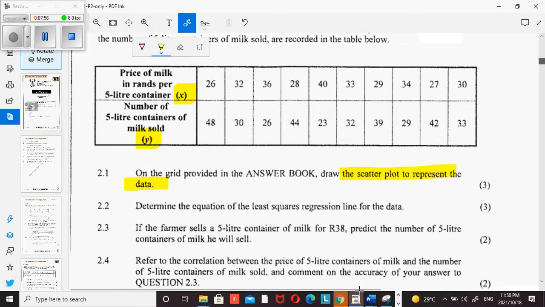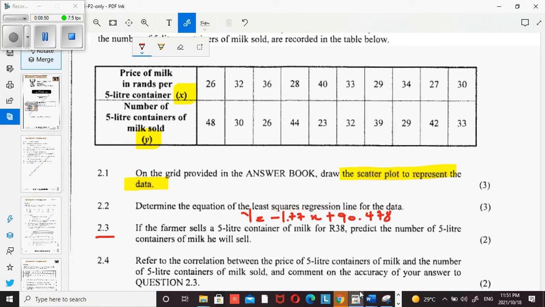And the second part of the question asks us to determine the equation of the least squares regression line. So there you're going to be using your calculator. Okay, because this is an exam review, I'm not going to go into detail. So if you use your calculator, you would have found that the regression line is y is equal to minus 1.77x plus 90.478.